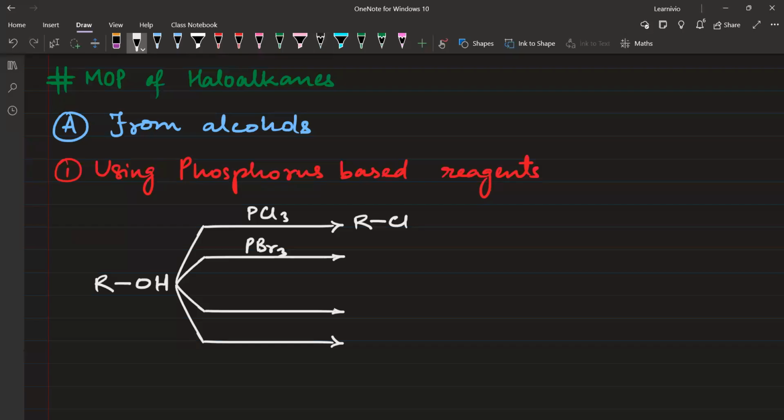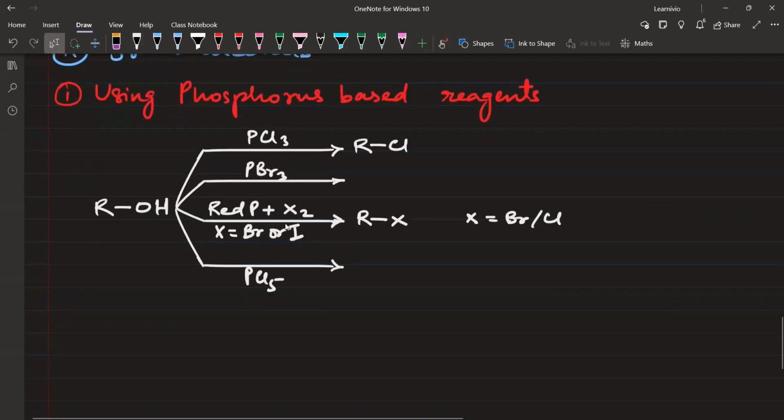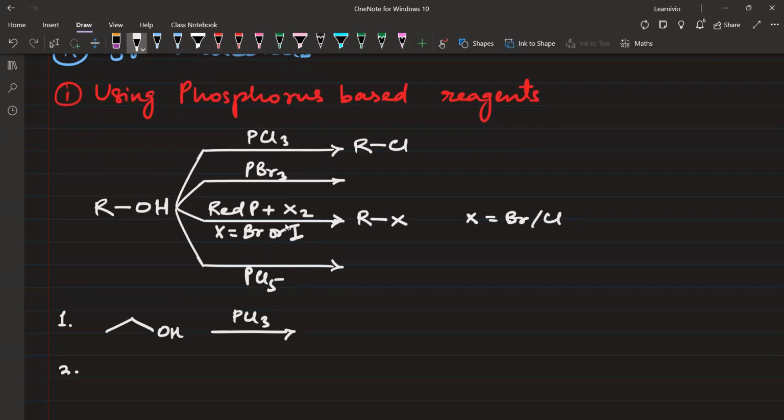Then we have PBr3. I hope you can write the product on your own. Then next we have red phosphorus plus a halogen. And this halogen will be bromine or iodine. Okay? So we will form a haloalkane where the halogen is bromine, depending on whether you have used Br2, then X will be Br here, or it can be chlorine. The last one is PCl5. Okay? So I hope you can write these two also. Then I'm giving you a few questions. So PCl3 and PCl5 give the same product? Yep, correct. Same.